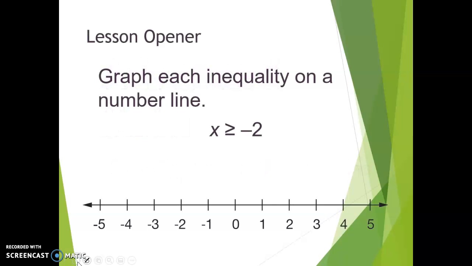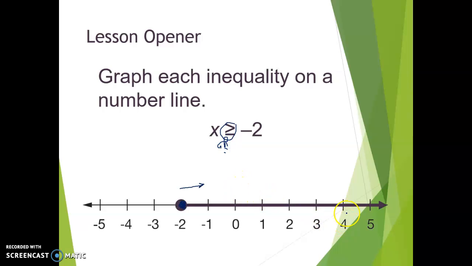Let's take a quick review of inequalities. Graph each inequality on a number line. I think sometimes students forget that we can graph on a number line, so hopefully you remember how to do this. We see that x is greater than or equal to -2. This greater than or equal to tells me I need a solid dot on the -2, and greater than goes to the right. Greater than, remember that R there, greater than goes to the right.